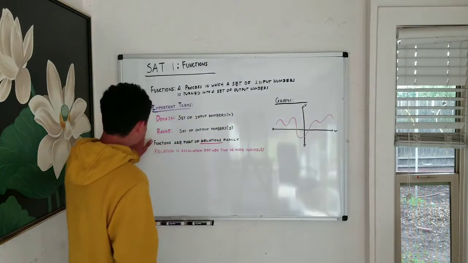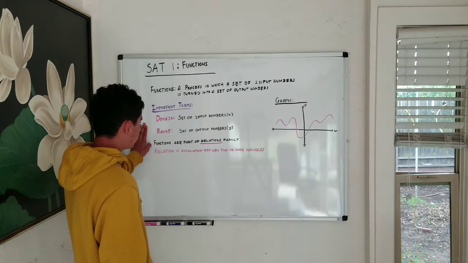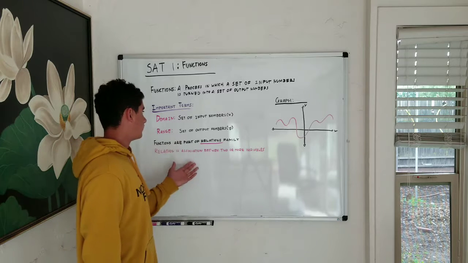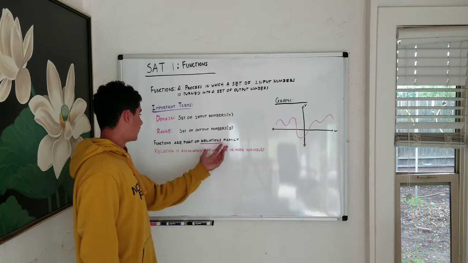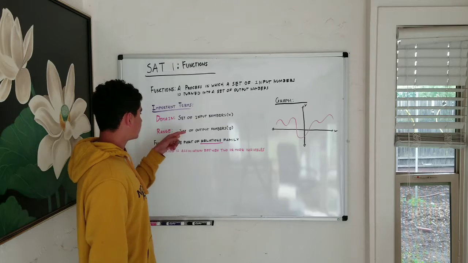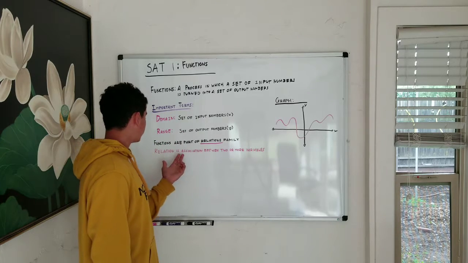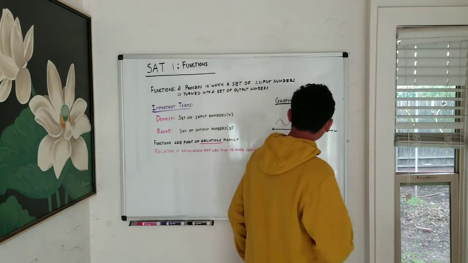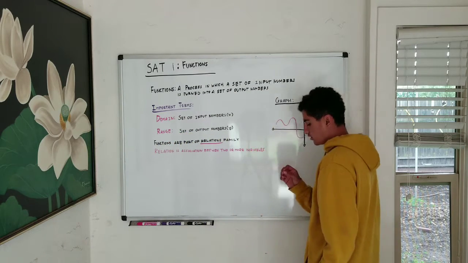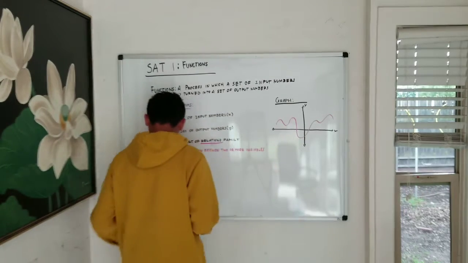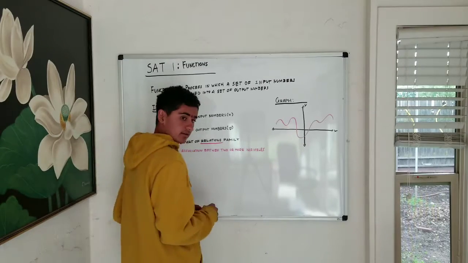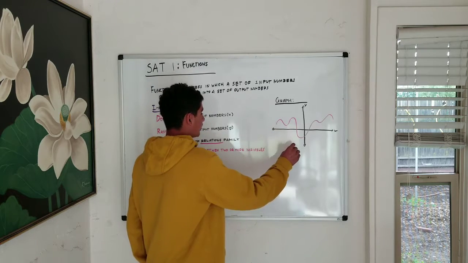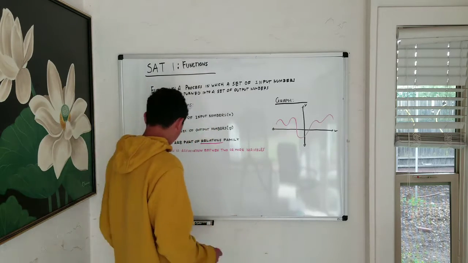Now, functions are part of the relations family. A relation is an association between two or more variables. Because a function is talking about x's and y's, that's two variables, so it is part of the relation family. The graph of a function should always be able to be drawn without taking your pen or pencil off the paper.